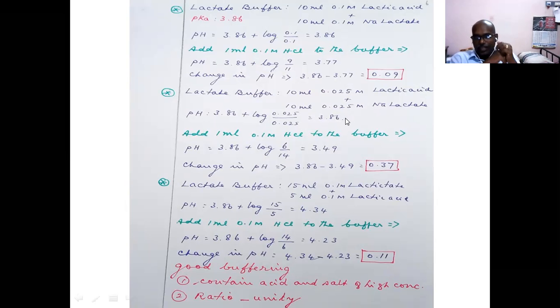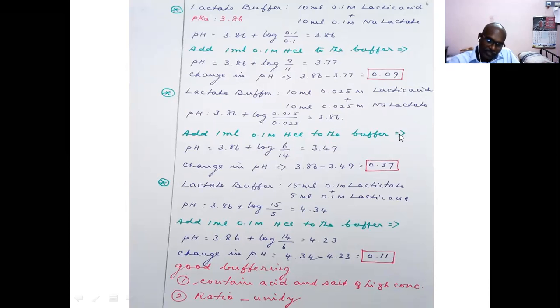If you differ the dilution or the volume, then the pH will be different from the pKa value. As long as the volume and the concentration of the acid and its salt are the same, the pH is equal to pKa. So now the pH of this buffer is equal to 3.86. Now you add 0.1 molar HCl of 1 ml volume. So now I am adding 1 ml of 0.1 molar hydrochloric acid to the buffer.